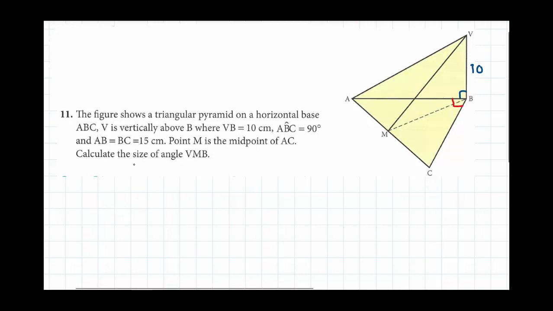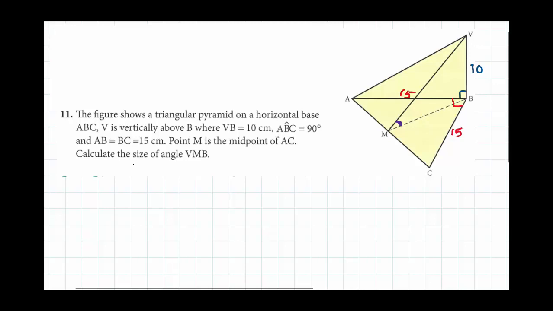AB is equal to BC, and it is 15 centimeters. So AB and BC, they are both 15 centimeters. And M is the midpoint of AC. Calculate the size of angle VMB. VMB is here. VMB is this angle. We have to calculate this angle.